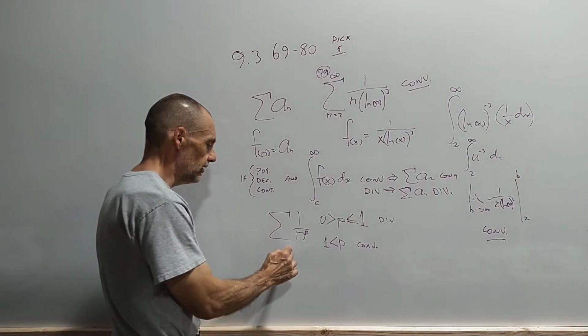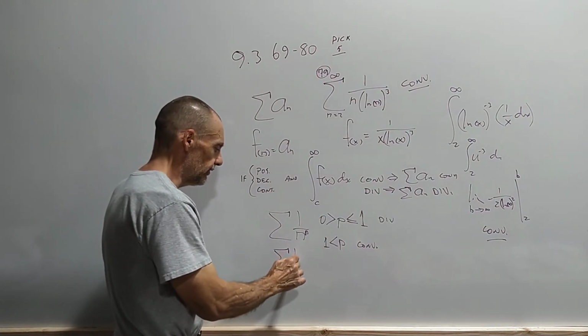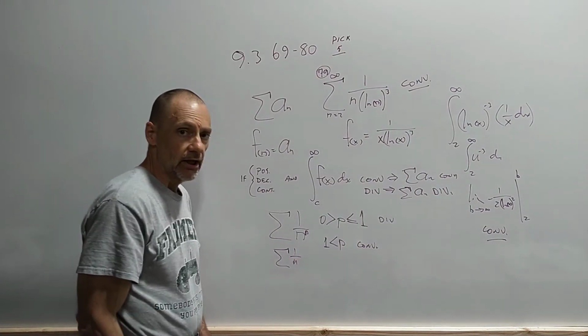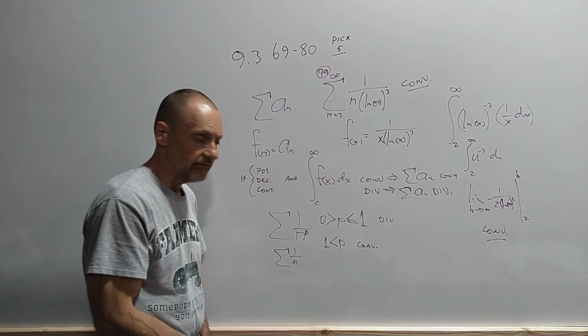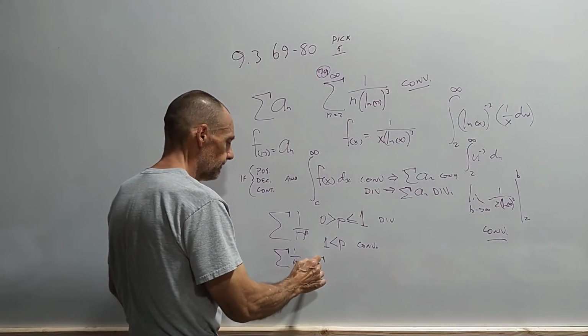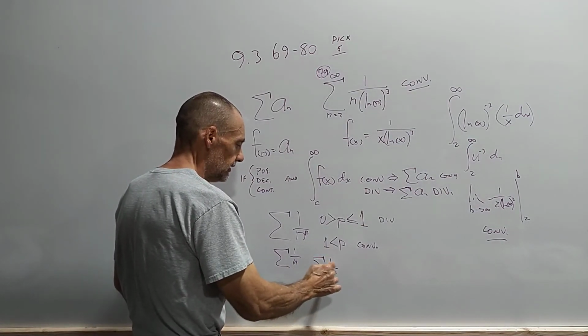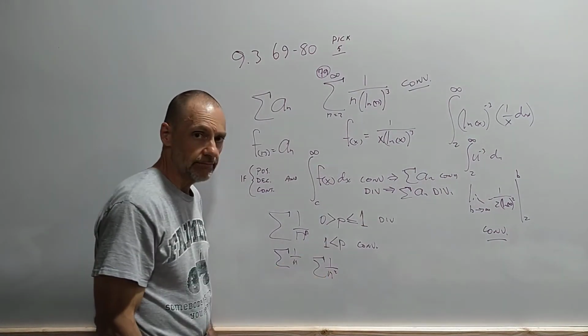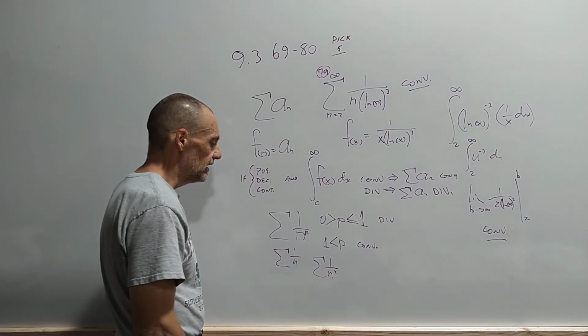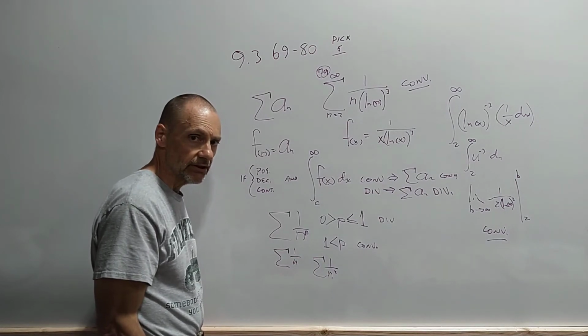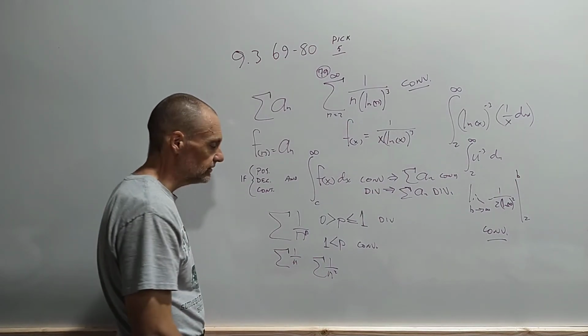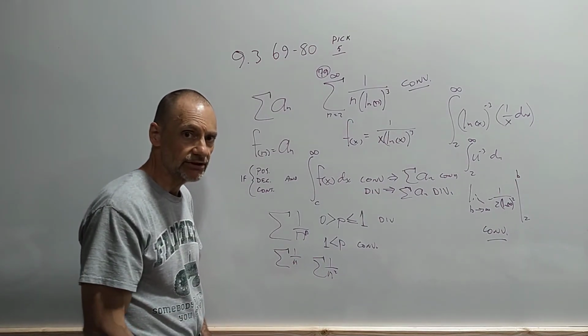Basically 1 over n, where the exponent is 1, p is 1, diverges. That's a harmonic series, that's a divergent series. 1 over n squared, that's a convergent p-series. All right? Notice that these things both pass the nth term test. The nth term test, the limit is 0. So the nth term test is a test for divergence, not for convergence.